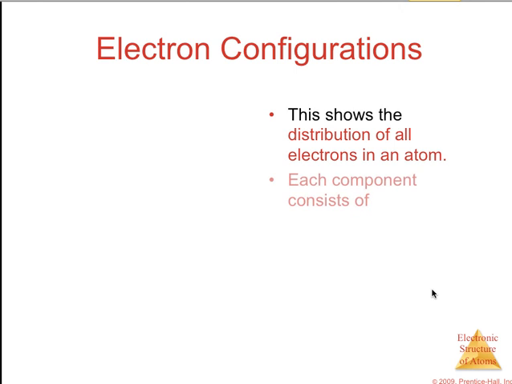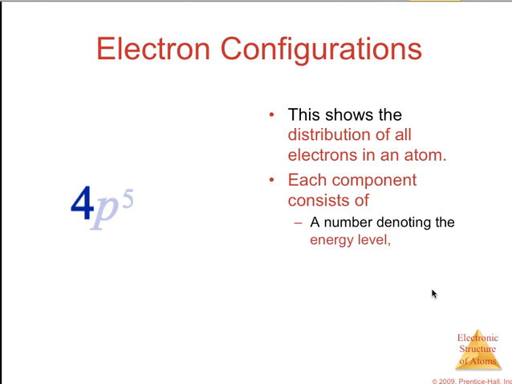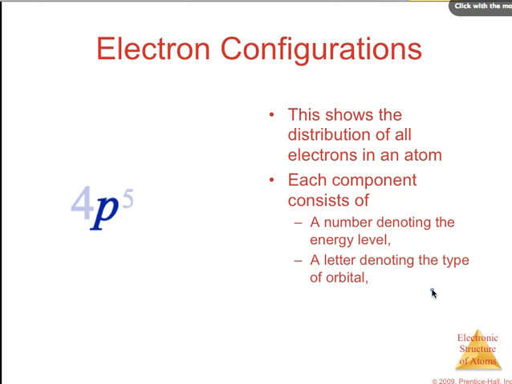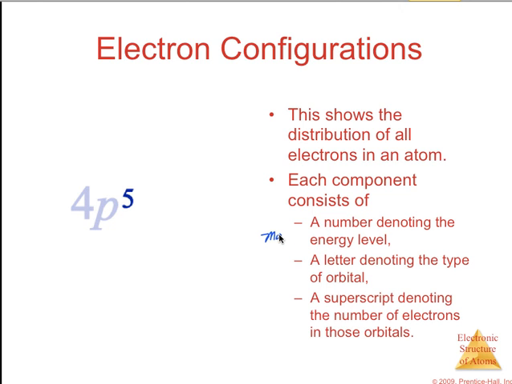Okay, so electron configurations. This shows the distribution of all of the electrons in an atom, and each component consists of a number denoting the energy level, and you may want to say main energy level. That's what this 4 is. A letter denoting the orbital type, that's the p, and then a superscript denoting the number of electrons in those orbitals, or in that sublevel.